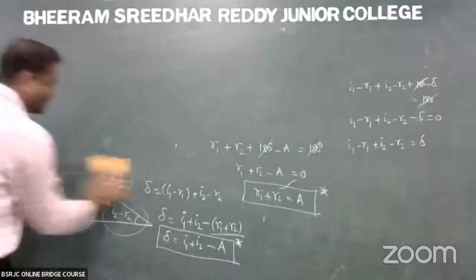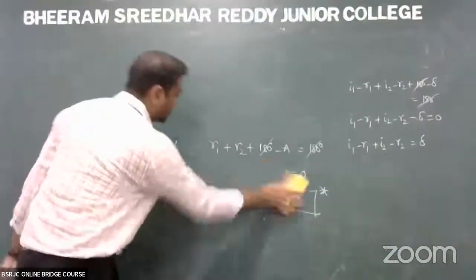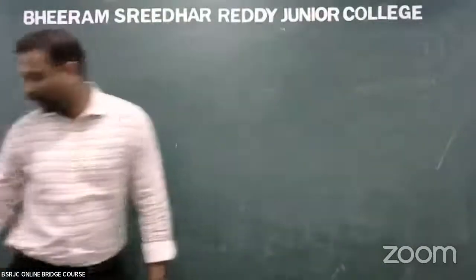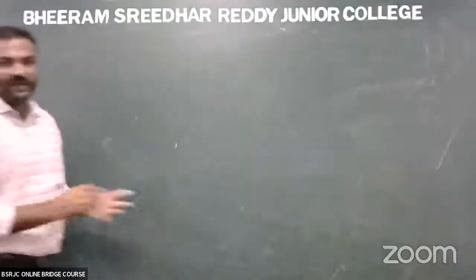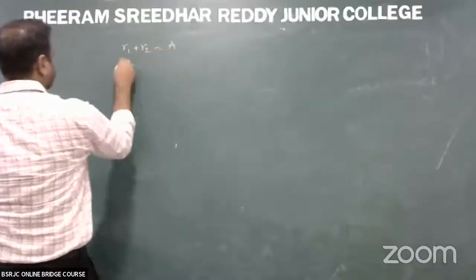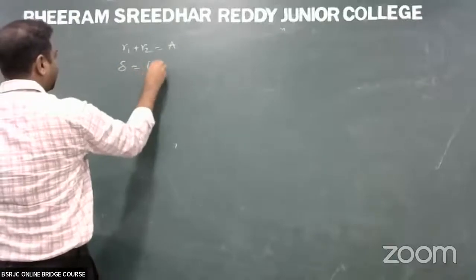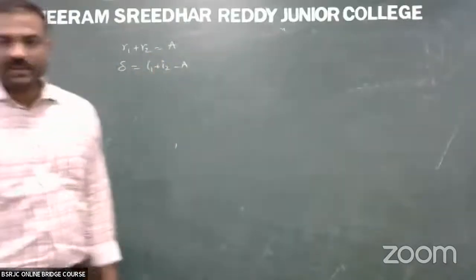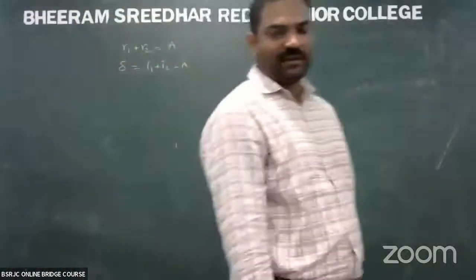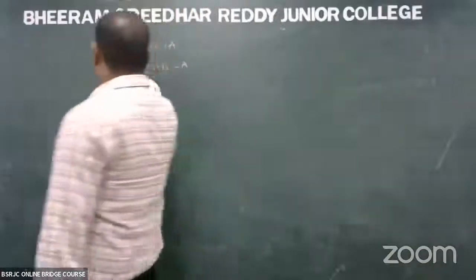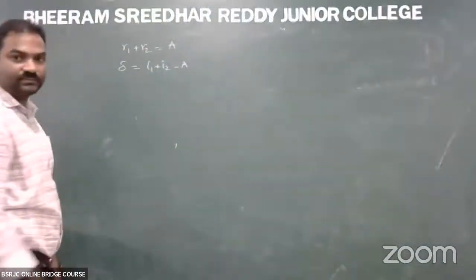Finished? Very good. So finally, what did we learn? Two things we learned. One is R1 plus R2 is equal to A. The other one is deviation is equal to I1 plus I2 minus A. These are the two principles we learned, right? One is the angle of deviation, the other one is the relation for R1 and R2, the angle inside. Okay.